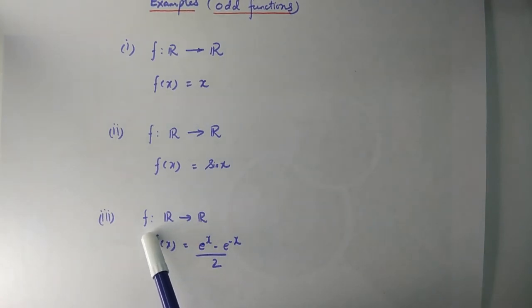Similarly, consider this function f from R to R such that f of x is equal to e to the power x minus e to the power minus x, divided by 2. As you can easily check by substituting minus x in place of x, this function is an example of an odd function.